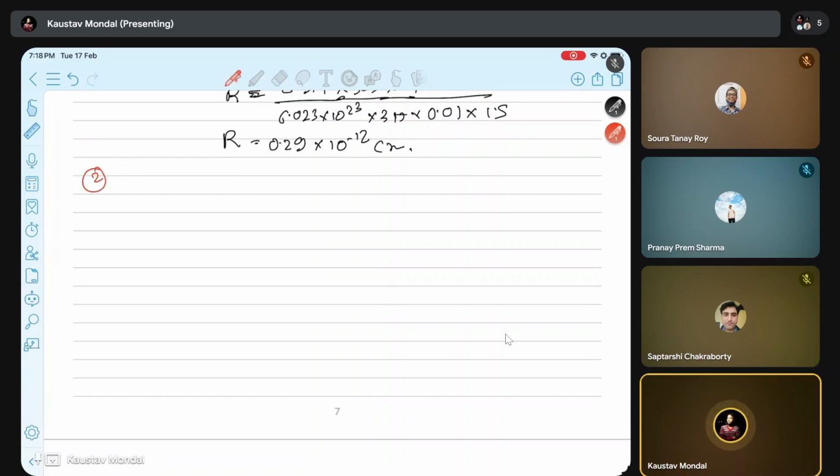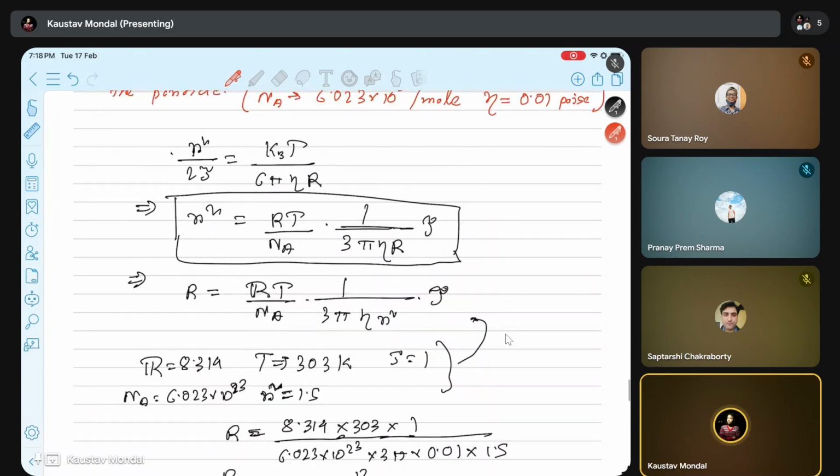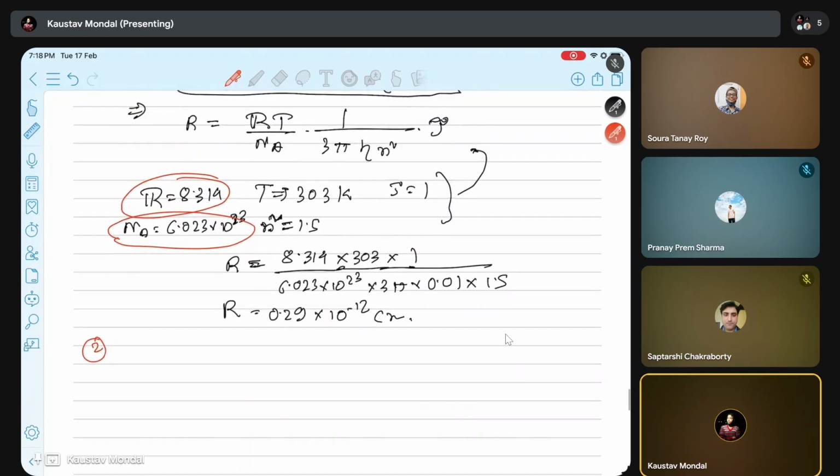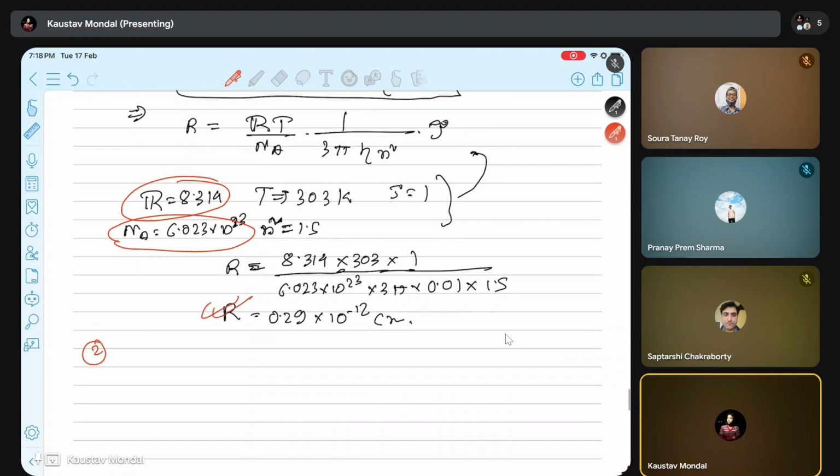So it's quite an easy problem. You just have to carefully substitute all of the constants. R is 8.314 joule Kelvin inverse mole inverse. Sorry, N is the Avogadro number. And from there you can easily calculate the radius.